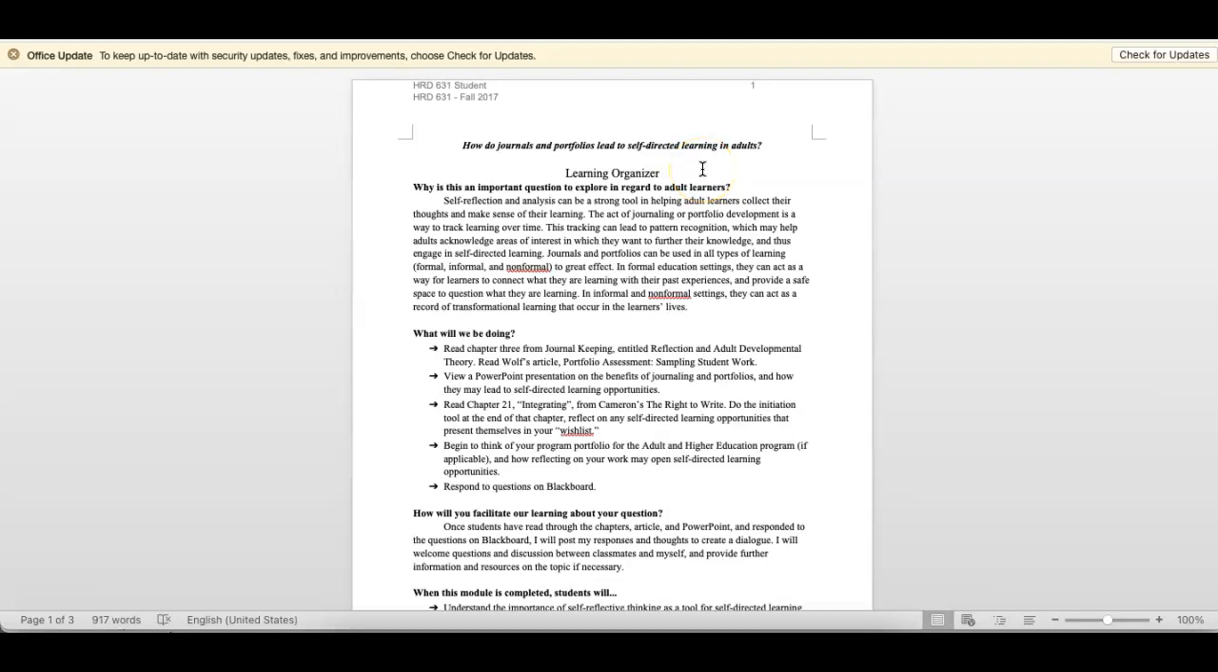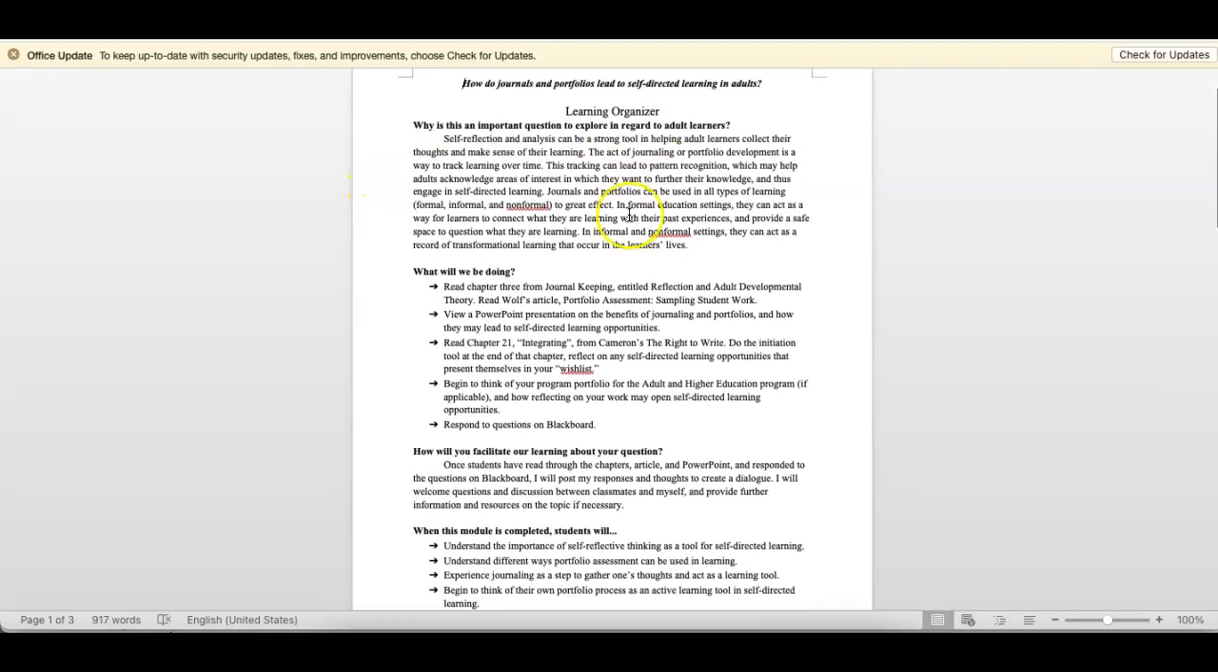The learning organizer is just what it sounds like. If you think of it as an advanced organizer that I send out on a weekly basis with the materials. So first of all, why is this topic important? So answer that. What will we be doing? So what I mean by that is, what will you be having us do when you facilitate our learning?